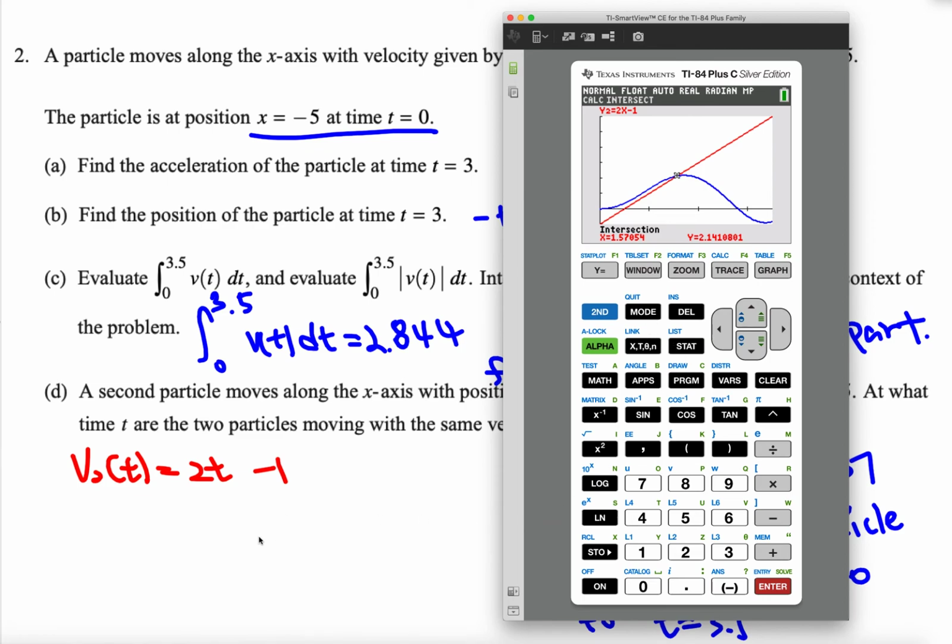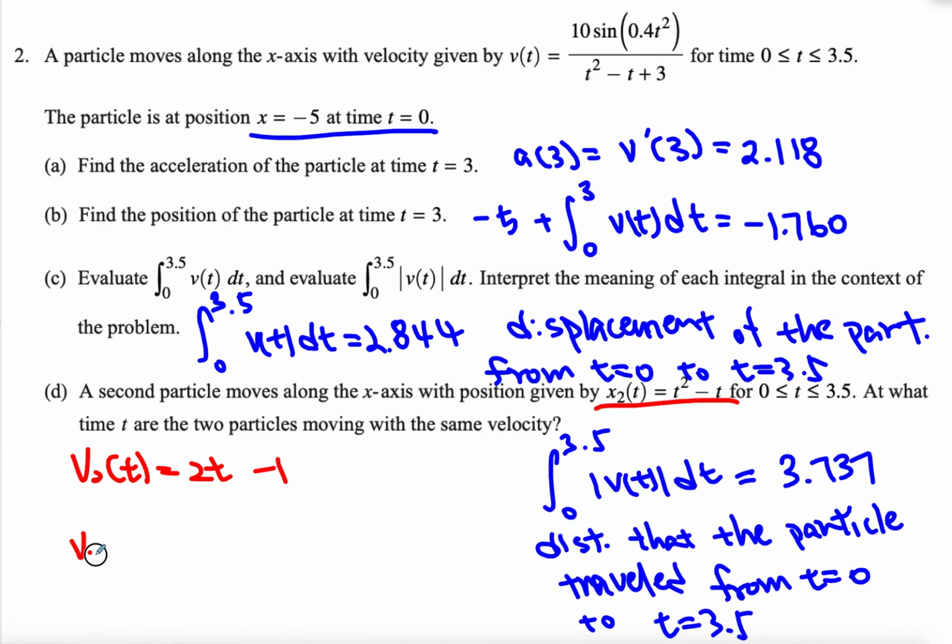All right, 1.571 if you round it. So v sub 2 of t has to be equal to v of t, and then t was equal to 1.571, rounding. Alrighty, so that's how we can do number 2. I'll see you at number 3.